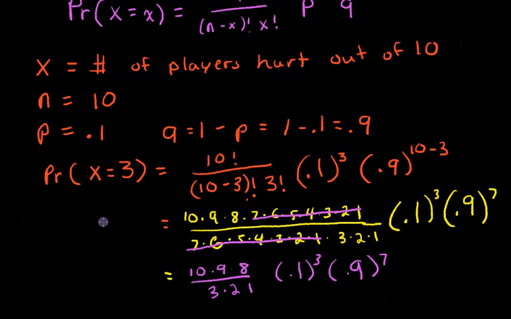So, the first 3 players out of the 10 could get hurt. The second 3 players out of the 10 could get hurt. And you could write a long list, and it would take you 120 different ways that the 3 players could be hurt out of the 10. So this equals 120 times 0.1 to the third power times 0.9 to the 7th power.